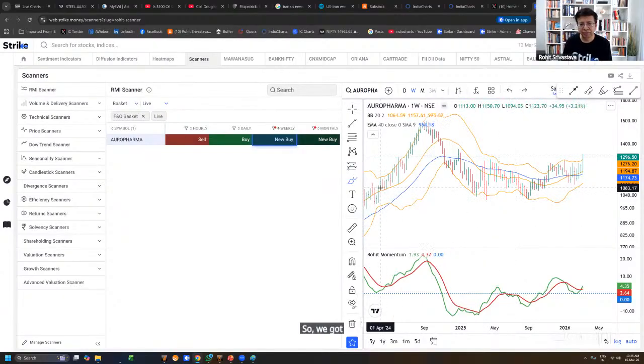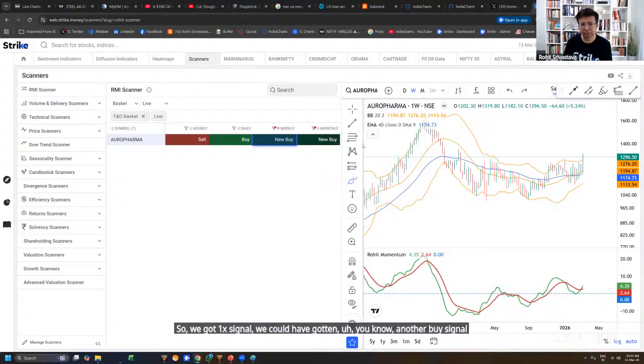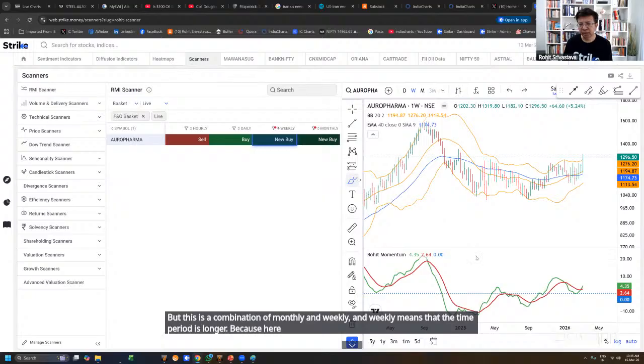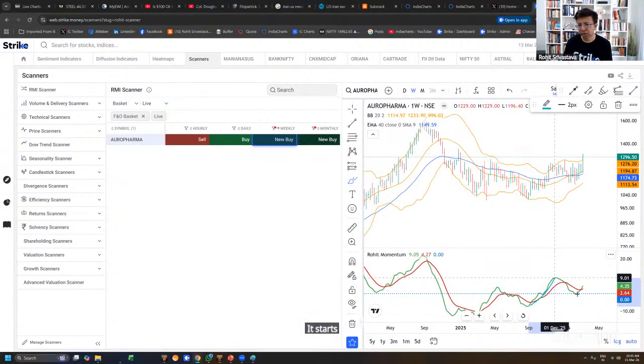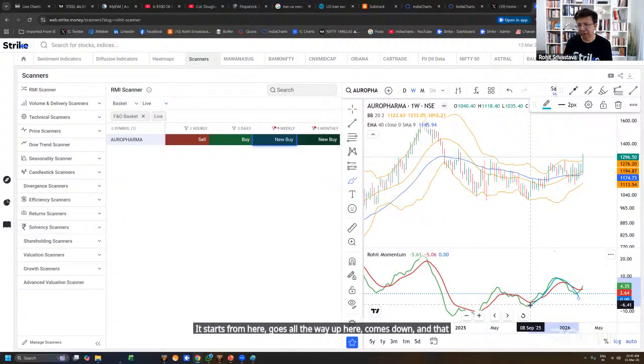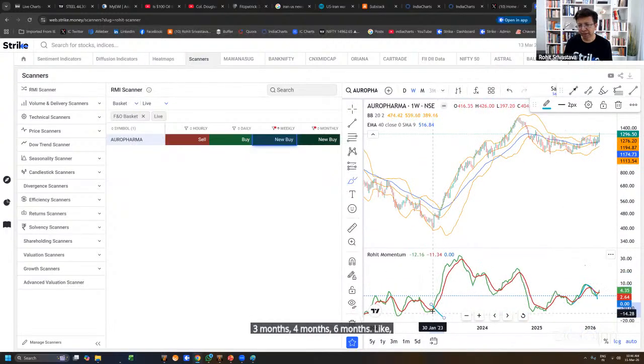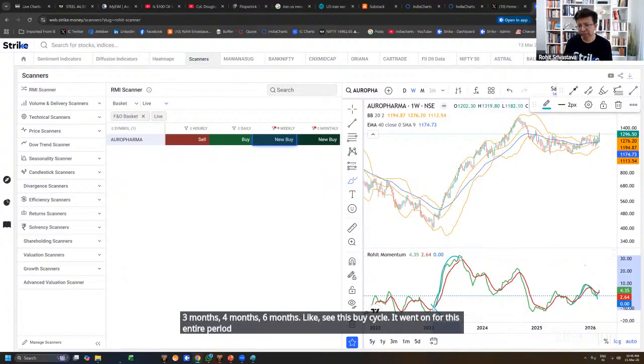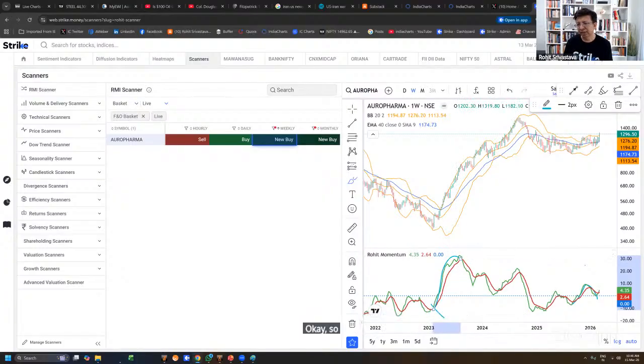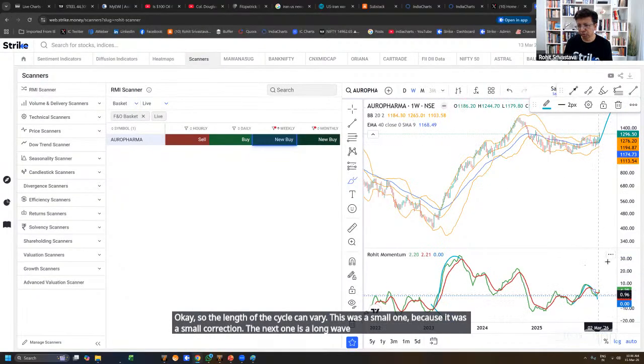So we got one buy signal. We could have gotten another buy signal also somewhere. We may get one next week or somewhere. But this is a combination of monthly and weekly, which means the time period is longer. Because here, as you see the last cycle also, it starts from here, goes all the way up here, comes down, and that started somewhere in September and went on till January. So it lasted for several months, 3 months, 4 months, 6 months. Like see this buy cycle, it went on for this entire period or more than a year. So the length of the cycle can vary. This was a small one because it was a small correction. The next one is a long wave. It could go on for months together.